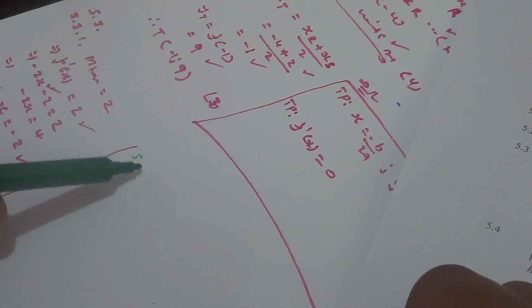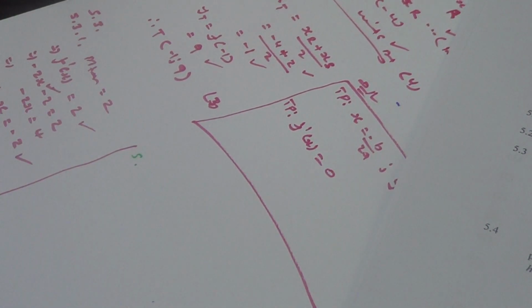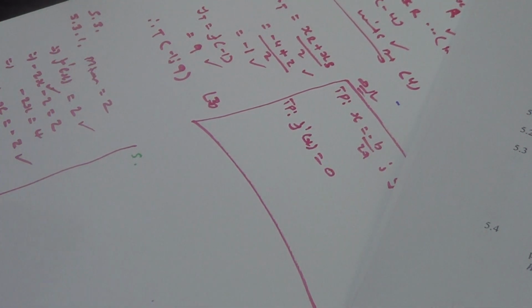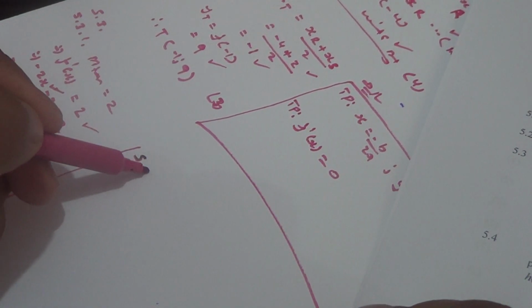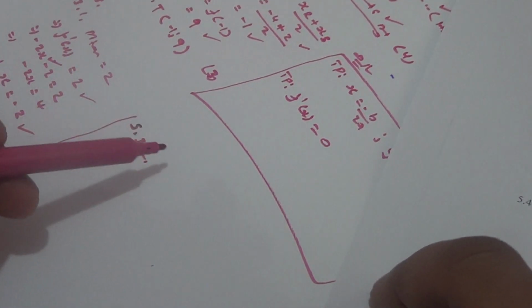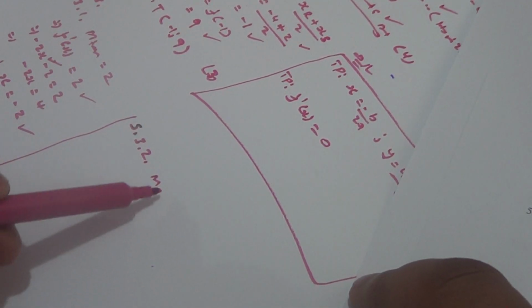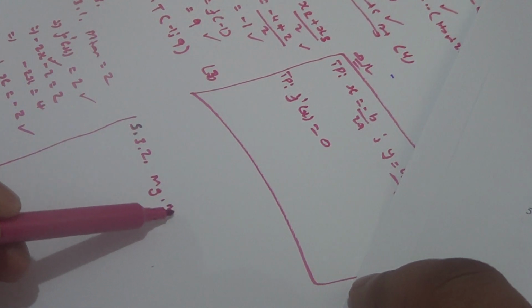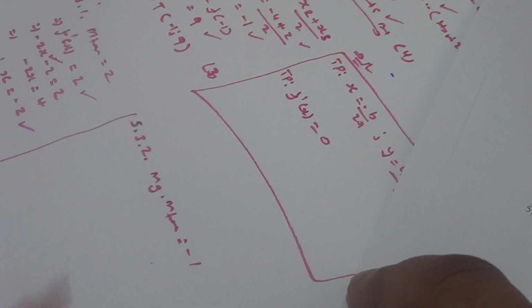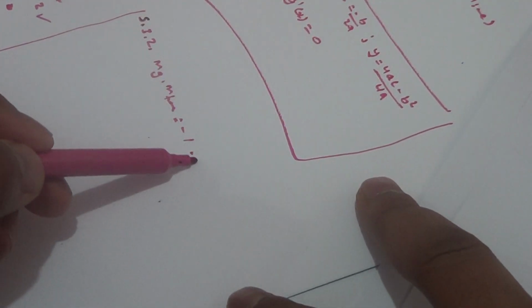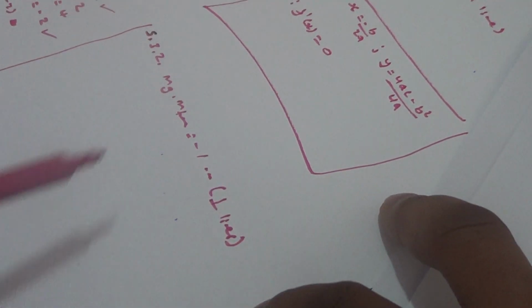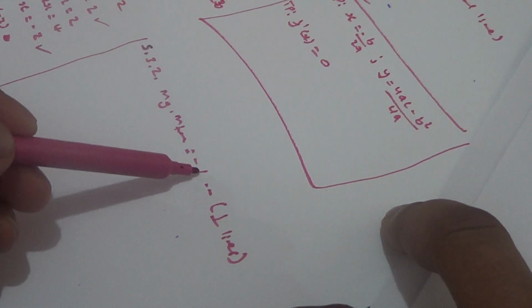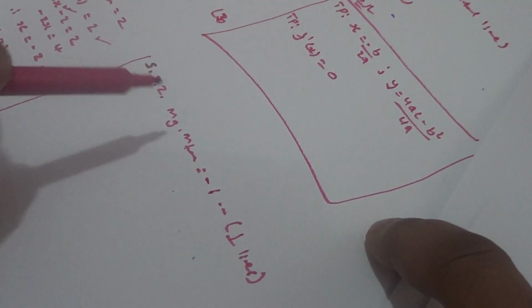So this is 5.3.2. Okay. So we know that the gradient of G multiplied by the gradient of a tangent is going to be -1, right? What is the reason? These two are perpendicular lines. Right, perpendicular lines have their gradients multiplying each other to -1.